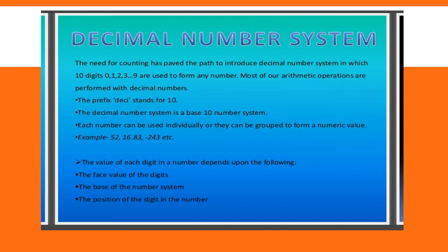For example, 52, 16.83, minus 243, etc. The value of each digit in a number depends upon the following: the face value of the digit, the base of the number system, the position of the digit in the number.